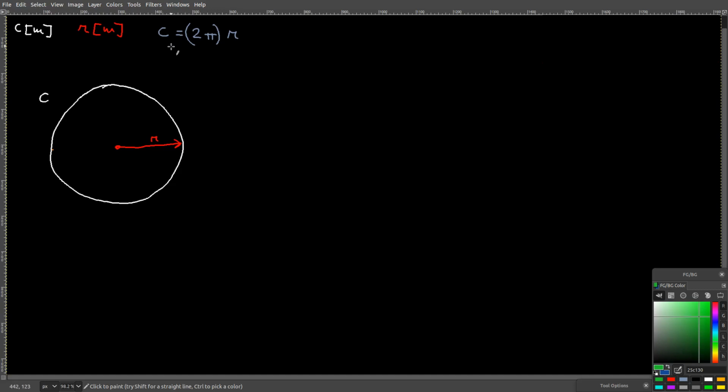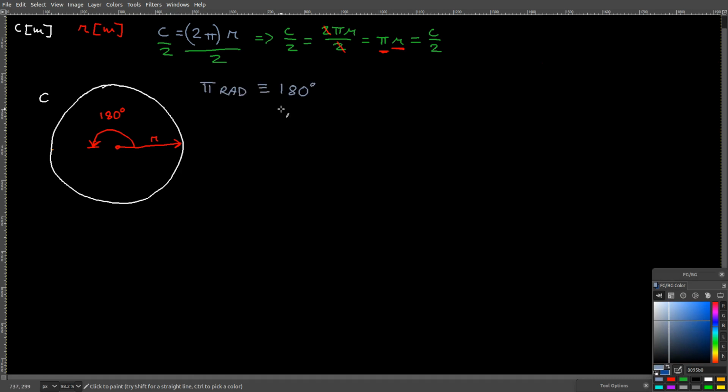But now, imagine that I take this formula, c equals 2 pi times r, and I divide both sides by 2. In that case, I get c over 2 equals 2 pi r over 2, which is pi r, because the 2's cancel out here. Thus, if I multiply pi radians by the circle's radius, then I get half of the circumference in meters, which is like rotating the radius about the circle's center 180 degrees. Therefore, pi radians is equivalent to 180 degrees.